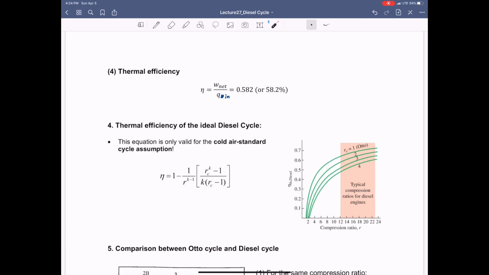You have to always think about why we do all these calculations that look really complicated. We always want to know the net work of the cycle, in this case a diesel cycle, and the thermal efficiency. And in order to calculate these two, we have to know all properties at each state during the cycle. So that is the general procedure of doing thermodynamic cycle analysis. But let's discuss a little bit more about the thermal efficiency, particularly the thermal efficiency of the ideal diesel cycle.